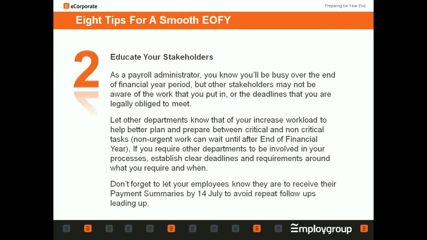Now also don't forget to let your employees know that they're to receive their payment summaries by 14th of July. What we always find is that every client seems to have one or two employees that think they'll get their payment summary on the 1st of July and that they need to get it on the 1st of July. If you can manage those expectations now, you'll save yourself a lot of time from having to deal with employees who are constantly asking when they're getting it, whether it's available yet.